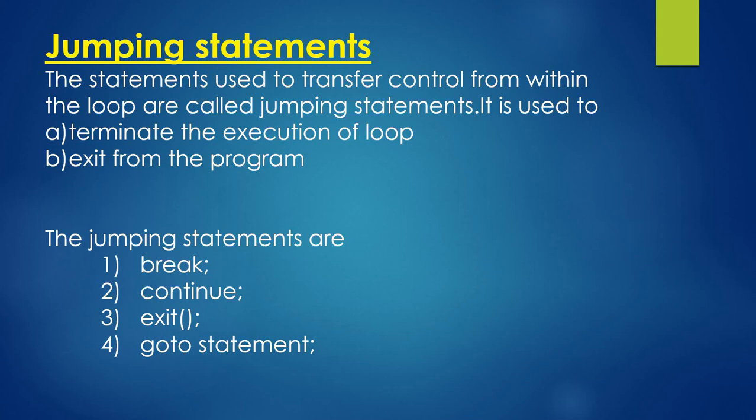Today we are going to learn about the jumping statements. The statements used to transfer control from within the loop are called jumping statements. It is used to transfer the control, to terminate the execution of the loop, to end the execution of the loop or exit from the loop. Another use is to exit from the program.